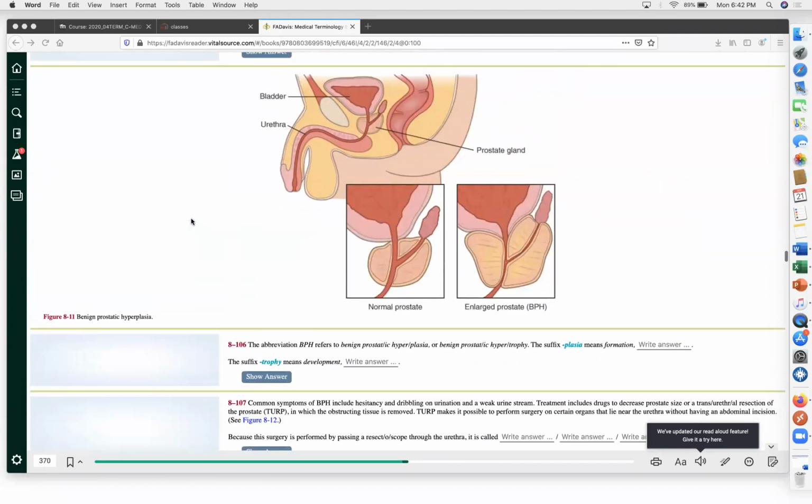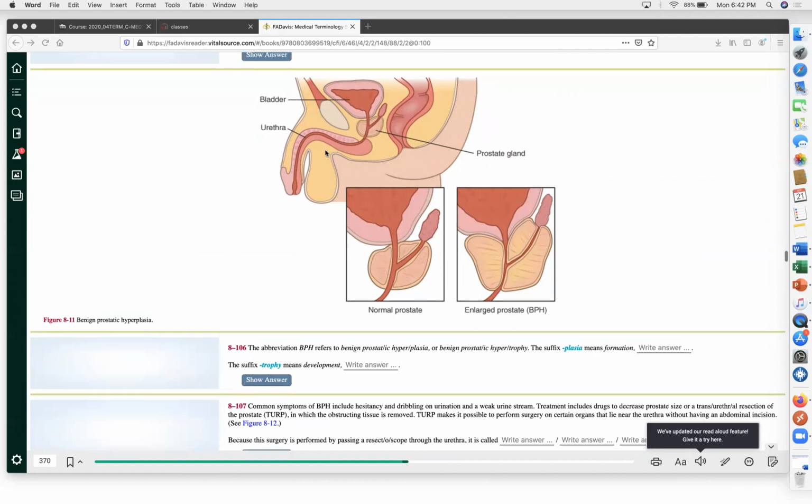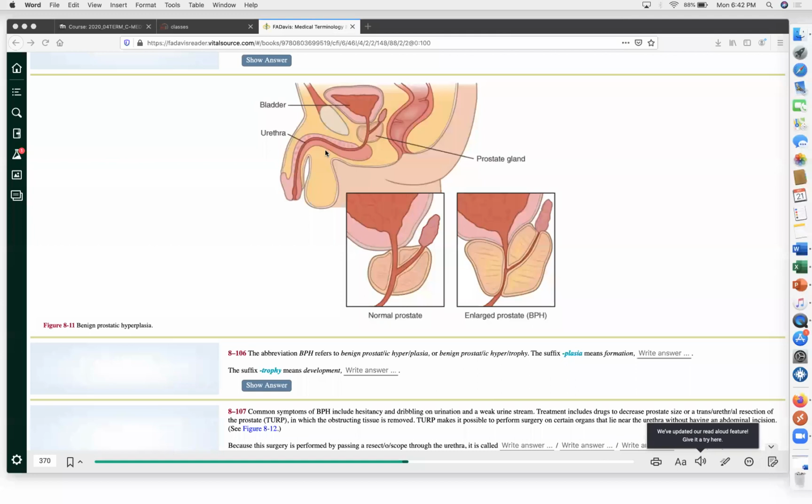BPH, benign prostatic hypertrophy. Remember, your prostate gland is here. If it gets swollen, it's going to mess with all of these tubes. So you'll have erectile dysfunction, also known as ED. You'll also have some dysuria, dribbling of your urine, a whole bunch of things.